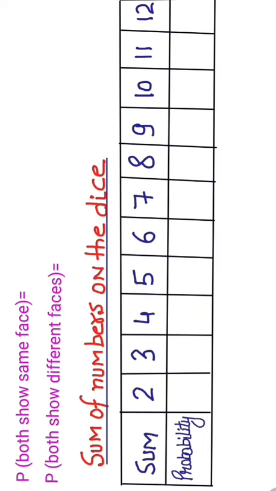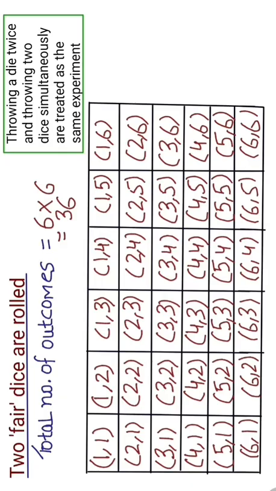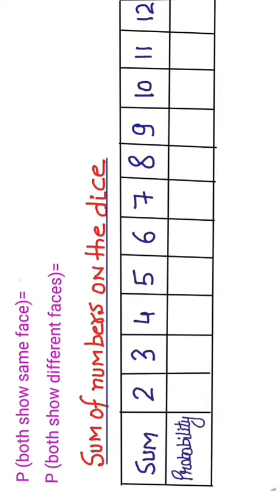Okay, now you have been asked the probability that both dice show the same face. So there are only 6 outcomes where both dice show the same face, that is 1 comma 1, 2 comma 2, 3 comma 3, 4 comma 4, 5 comma 5 and 6 comma 6. So the probability is equal to 6 by the total number of possible outcomes 36, that is 1 by 6.